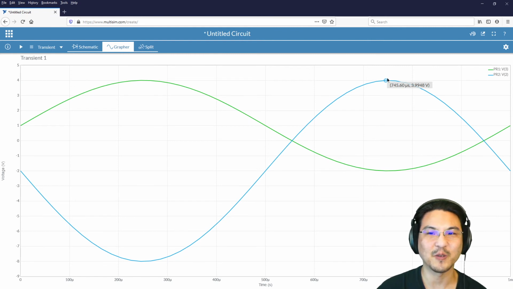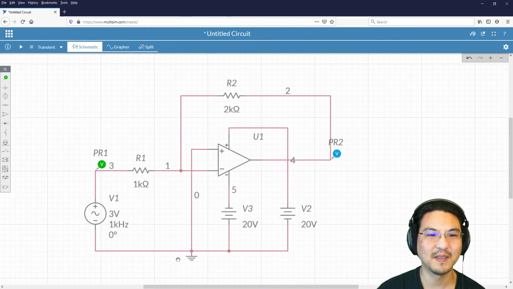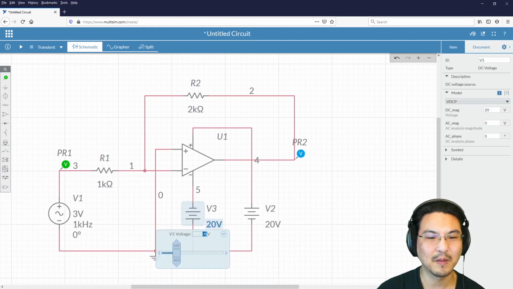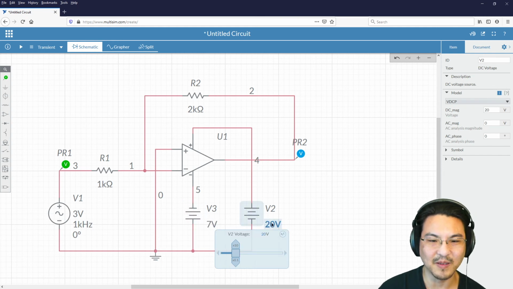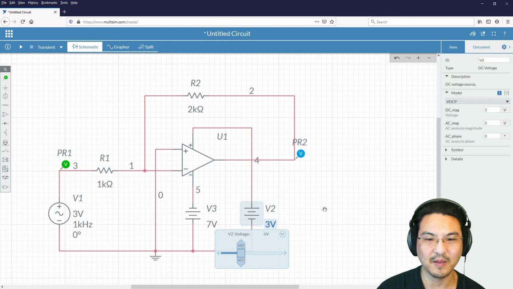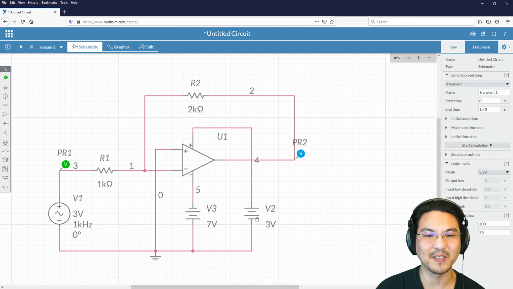And this is only true because our power supply inputs are such that this op amp is running in its linear region. It's not saturating. But let me, on purpose, make the power supply inputs less. Okay, so I'll make this less, and I'll make this less. So right now the positive supply is 3 volts and the negative is 7. So it's going to saturate if I run this.